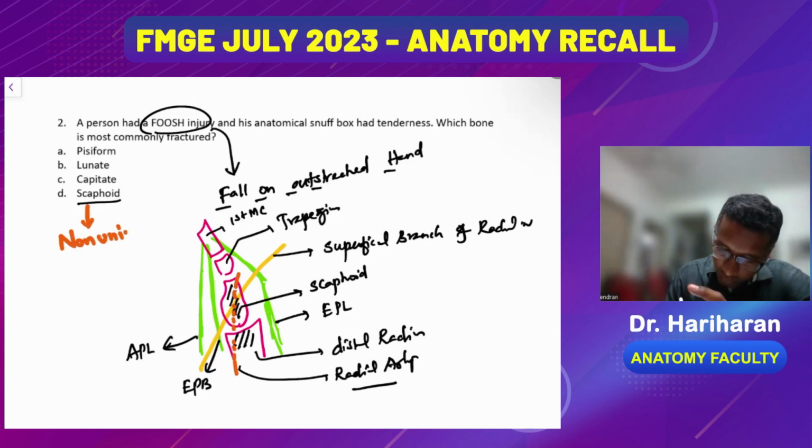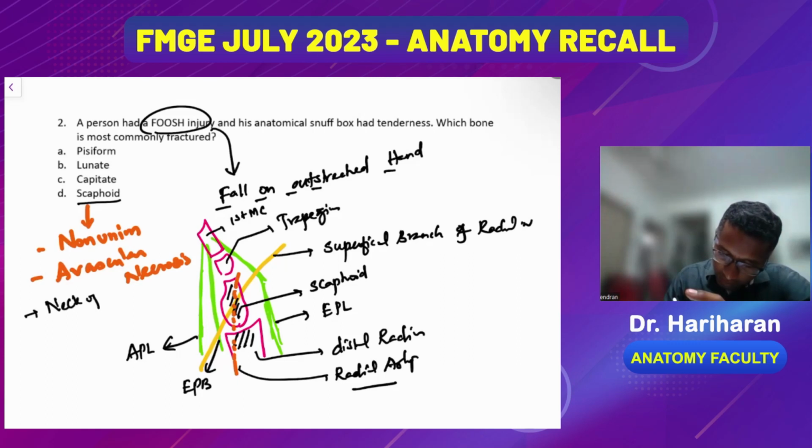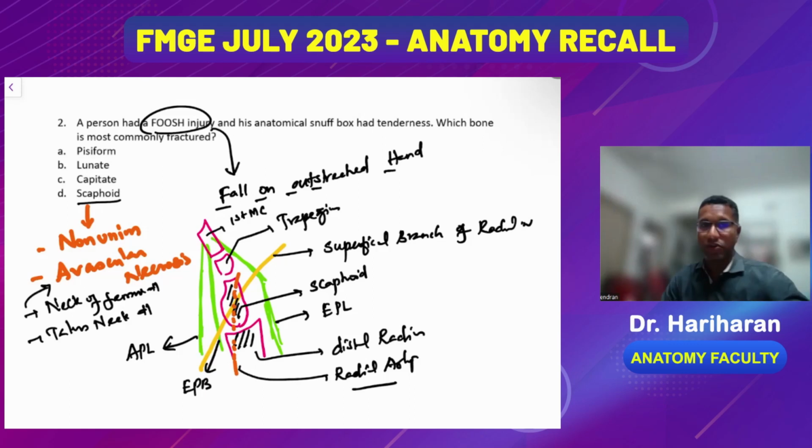and it is also more prone for avascular necrosis. Okay, guys. Also remember the other bones like the neck of femur fracture, and the talus neck fracture, which are also more prone for avascular necrosis.